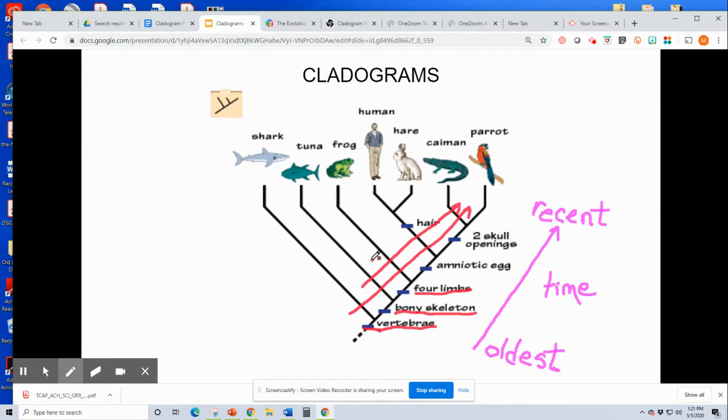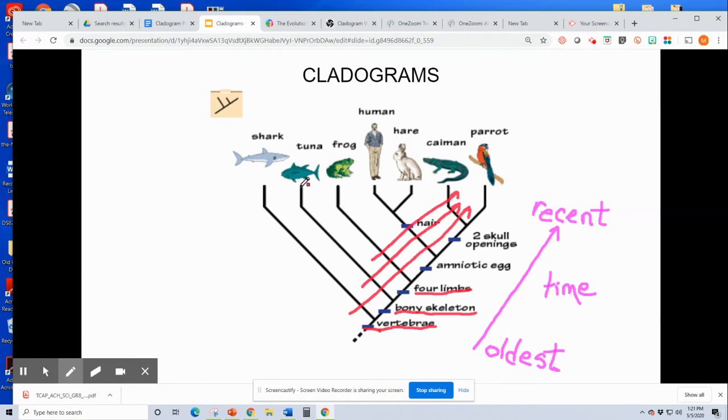Only, so I'm just kind of putting my pen right here, only the organisms to the right of that trait have that trait. So I'm drawing my arrow up here. That means the frog, he's got 4 limbs. I see him. Humans, 2 arms, 2 legs. That's 4. The hare has 4, the caiman, and the parrot. Don't forget the wings. Those are limbs.